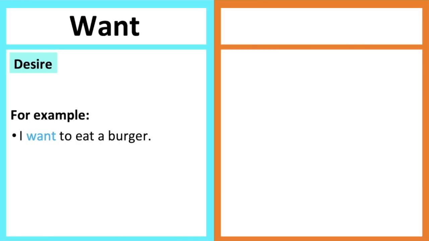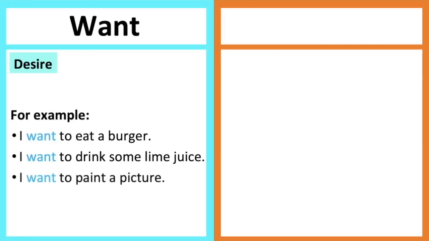Another example is if I'm thirsty. I might say, I want to drink some lime juice. Again, lime juice isn't essential as I could drink something else. The last example is, I want to paint a picture.